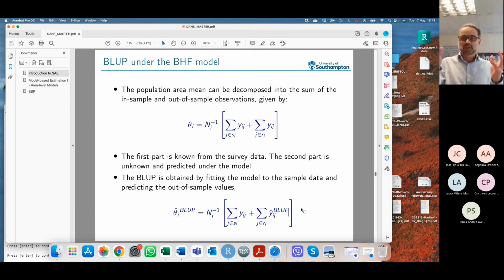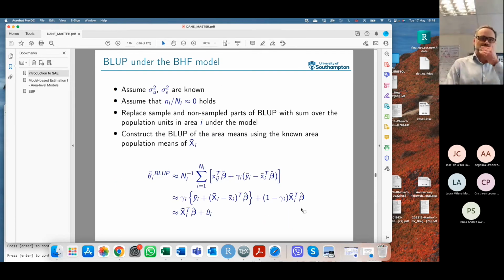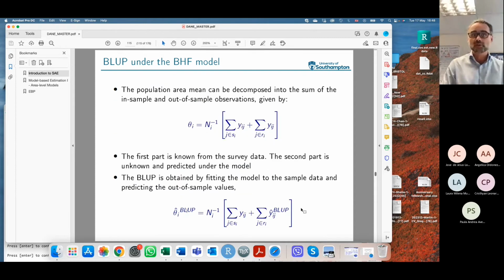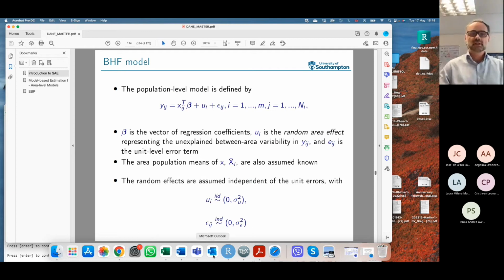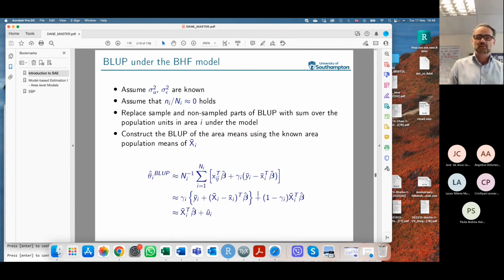I don't observe something. I have a model that I assume is the model that has generated my data, and I'm going to use that model in order to predict the part of the population that I don't observe. Okay. So for the BLUP, we assume that sigma squared u and sigma squared epsilon are known. Remember that these parameters, sigma squared u and sigma squared epsilon, need to be estimated. But for the best linear unbiased predictor, I'm going to assume for one moment that these are known.